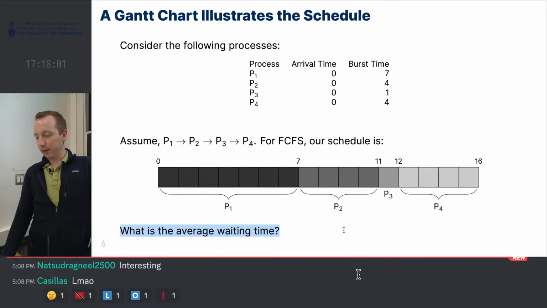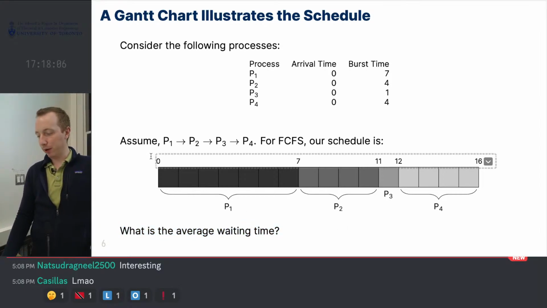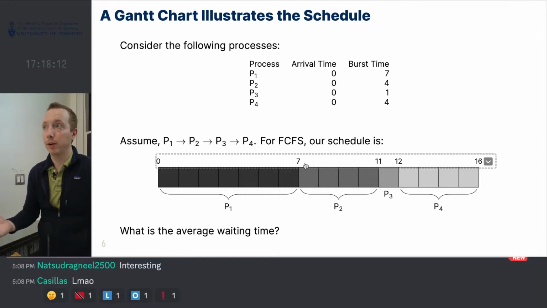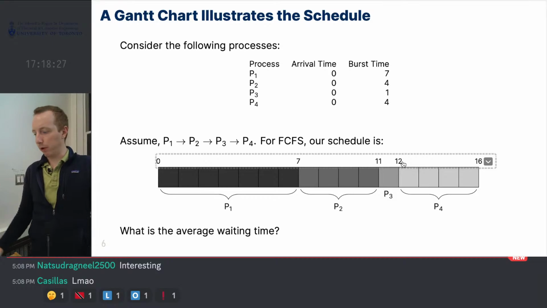So in this case, if we wanted to figure out the average waiting time, well, process 1 waited around for 0 seconds. Process 2 waited around for 7 seconds because it also arrived at time 0. Process 3 waited for 11. Process 4 waited for 12. So to calculate average waiting time, no tricks. 12 plus 11 plus 7 plus 0 divided by 4. So in this case, it's like 7.5, I think.